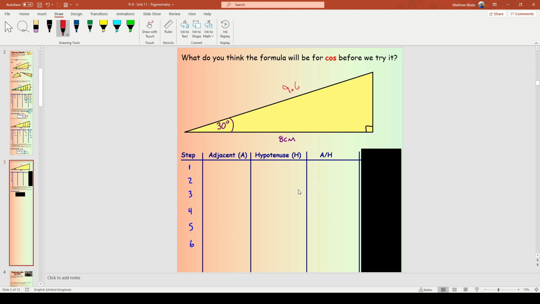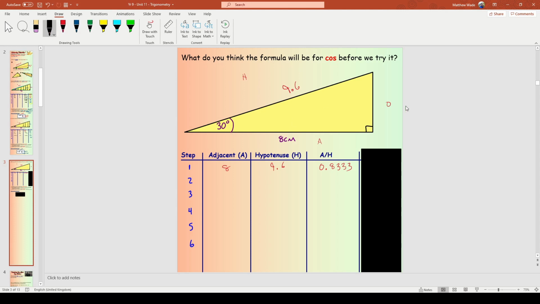Well, we're going to go the same again. Adjacent this time. Remember, that's O, that's A, that's H. Adjacent this time is 8, and hypotenuse is 9.6, which gives us 8 divided by 9.6 equals 0.8333, to 4 decimal places, and that's what you're going to do.